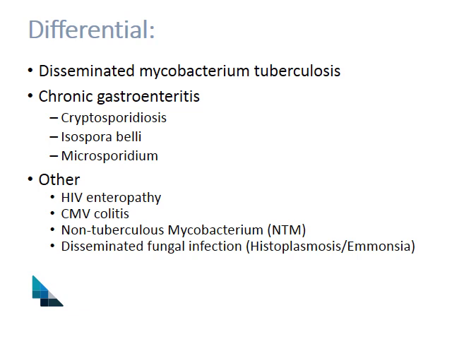You can also get the gut directly affected by the HIV. You might have a CMV colitis. His disseminated picture might not be due to tuberculosis at all. It might be a non-tuberculosis Mycobacterium. He might have a disseminated fungal infection that's making him so unwell.